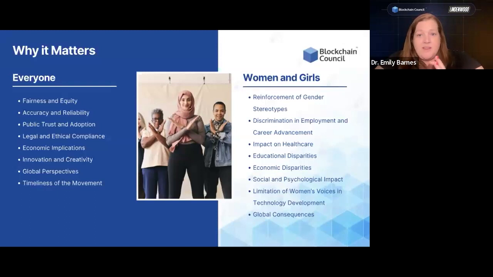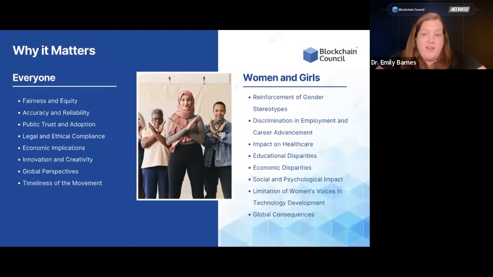Number five is the economic implications. So biased AI systems have economic consequences. If we have failure of products, failure of services, legal liabilities, companies that deploy biased AI risk reputational damage, loss of customers, potential legal challenges, and all of these have financial impact as far as looking at a business overall.